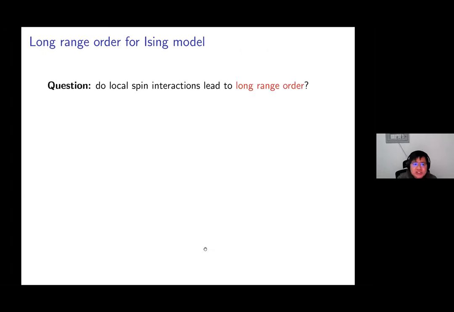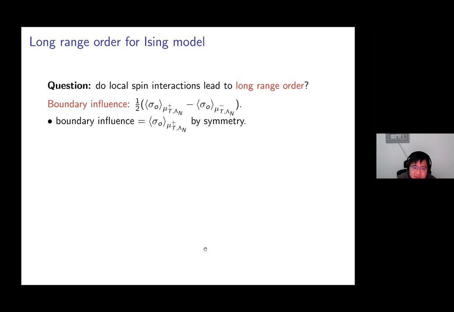A very interesting question is whether such local spin interactions lead to long range order. Before answering this question, even though we have an intuitive understanding of what long range order is, let's define it in a mathematical way. It can be measured by the boundary influence, which is the difference of the spin averages at the origin with plus and minus boundary conditions. And by symmetry, this is just the spin average with plus boundary conditions.